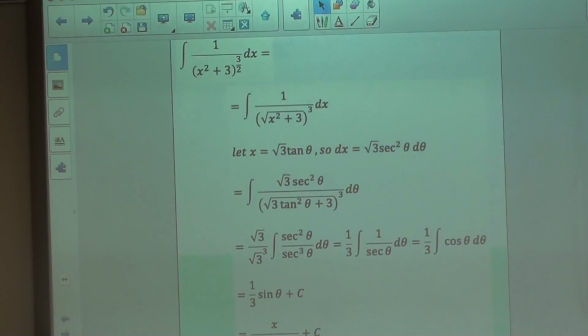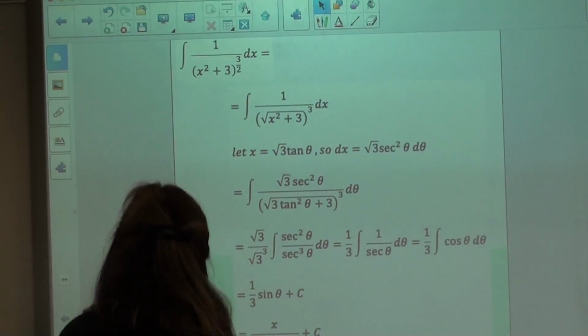Is 1 over... I'll write it out. Oh, is this spot on? Yes, this is 3 to the 1 half. I can give you the problem, I can give you the answer, but I can't really explain it. That's what the first day is always. x over root 3. Got it. Very good.